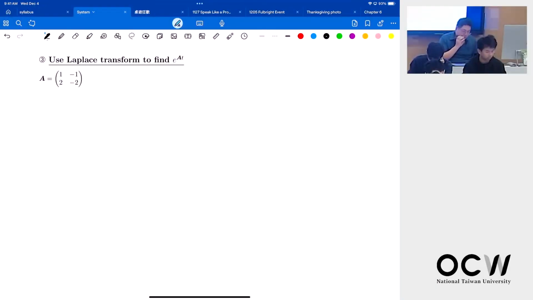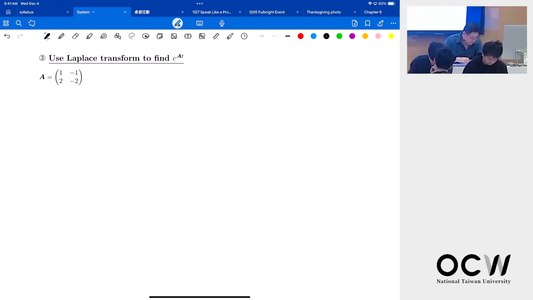There are 3 methods. The first one is called the diagonalization method. And the second one, we will talk about later. The third one is to just use the Laplace transform to find the exponential matrix. So again, you need to use the Laplace transform.